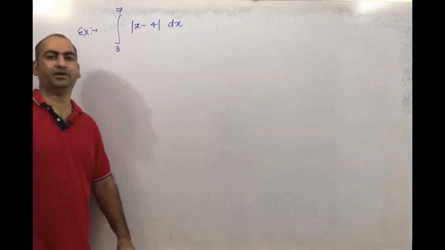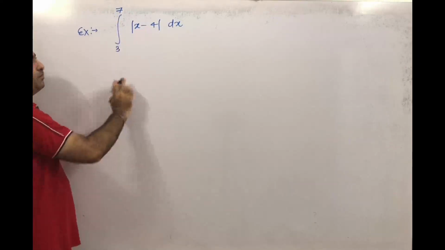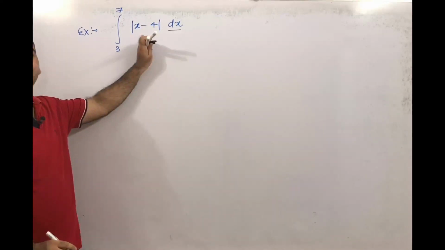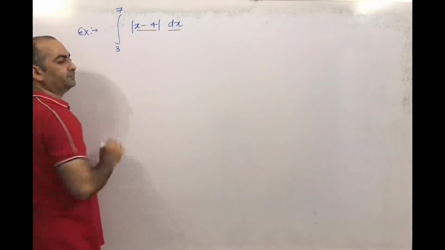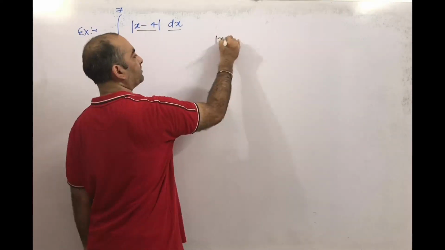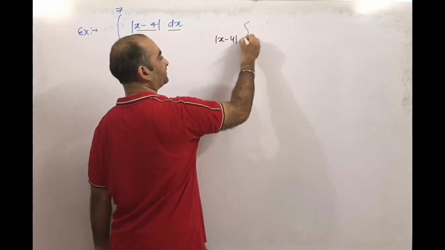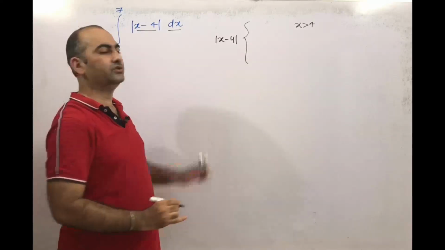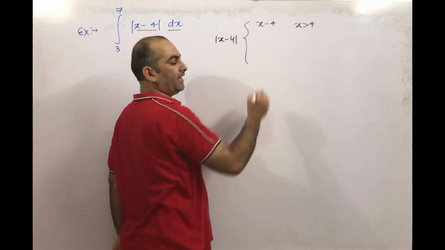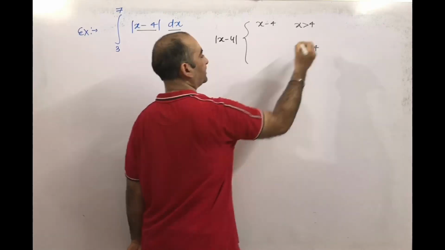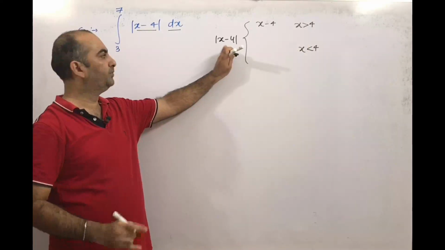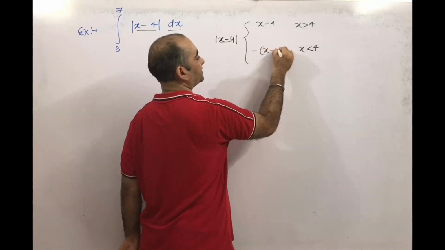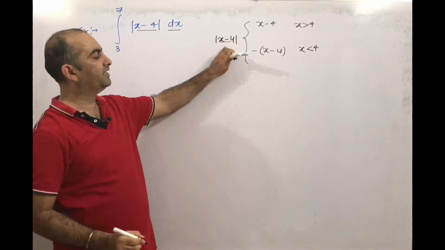Next we are taking an example. Integration 3 to 7 modulus of x minus 4 dx. Here you can see modulus. Modulus will depend on what? The inside value. So for modulus of x minus 4: if x is greater than 4, then the inside quantity is positive, so we can write x minus 4. But if x is less than 4, then the inside quantity is negative, so to make it positive we have to multiply by minus. So we have to write minus of x minus 4. So we can define modulus like that.